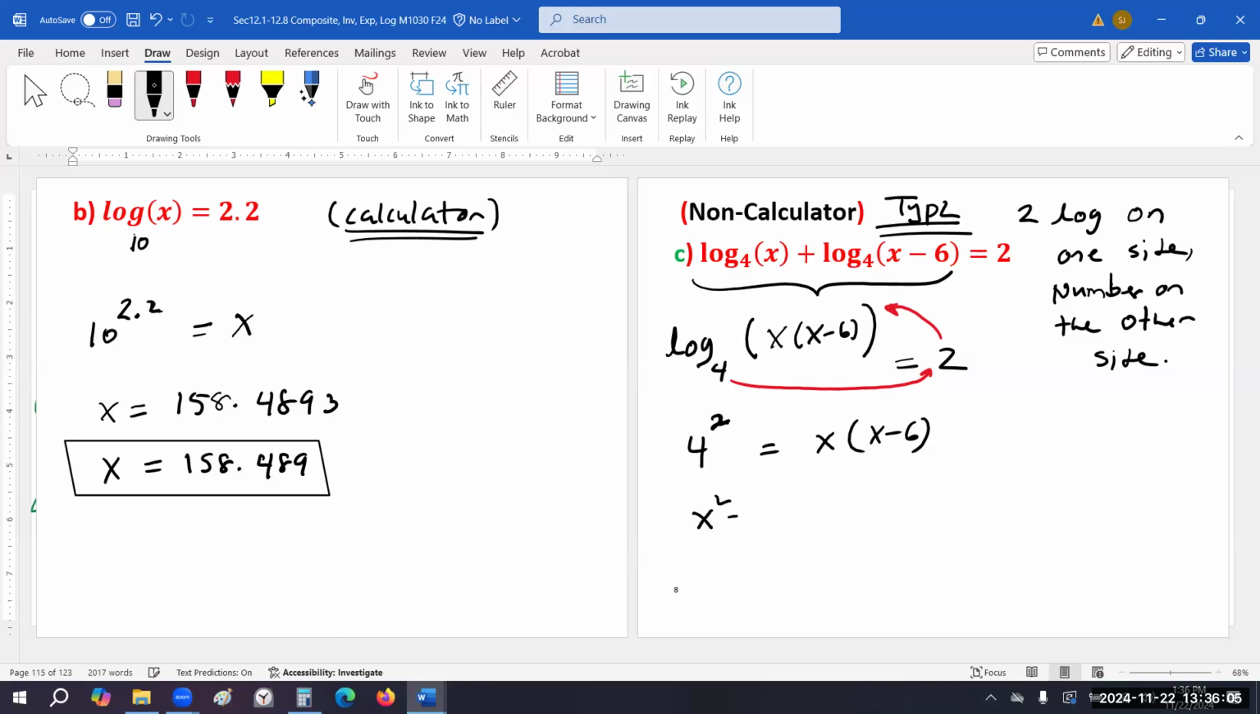So we have x squared minus 6x equals 16. I wrote my x on the left side, so all life will be normal. So what do you do next? Since we have more than one x, we want everything on one side, so that we can do what? Factoring.